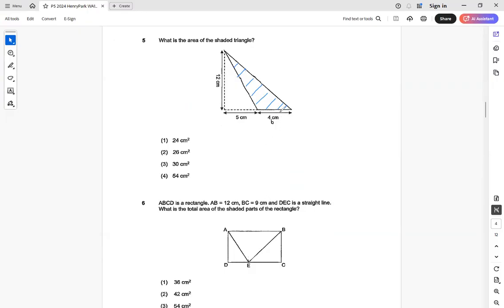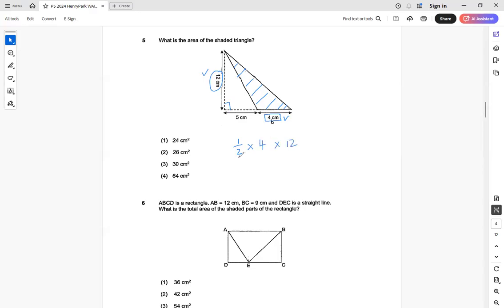So your base, we will choose 4 as your base. And then the height, take note, it must always be perpendicular to your base. So this one here is 12 will be your perpendicular to your base of 4 cm. So your base is 4 cm, your height will be 12 cm. So let's take half times 4 times 12.